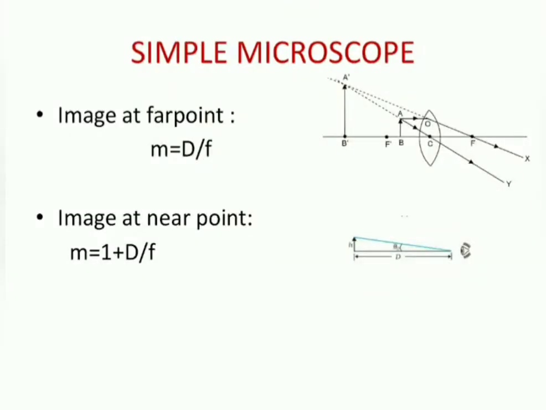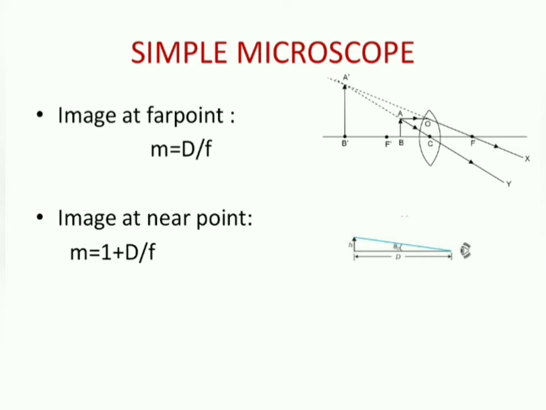Okay, coming to a simple microscope, we know it is used for magnifying the objects, and to calculate magnification, we use the method of angular magnification. See, without any instrument, the angle subtended by human eye is theta naught. In the presence of an instrument, the angle is going to increase. So the increase in angle is a measure of magnification.